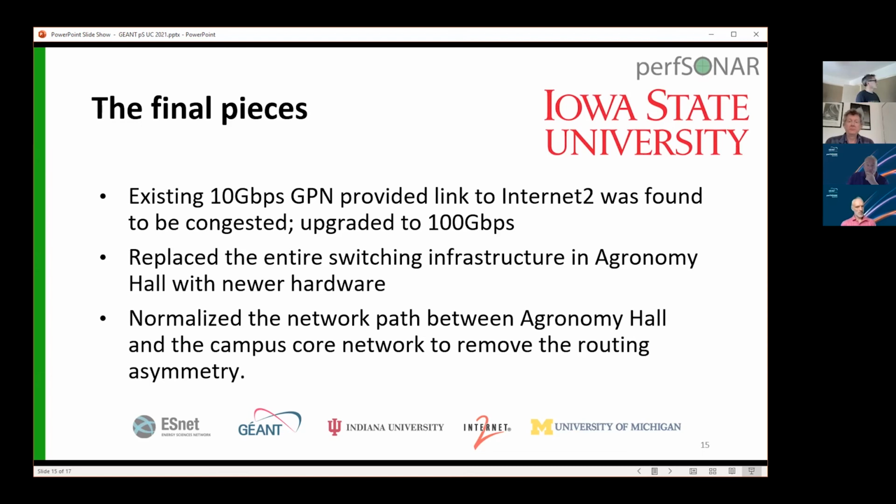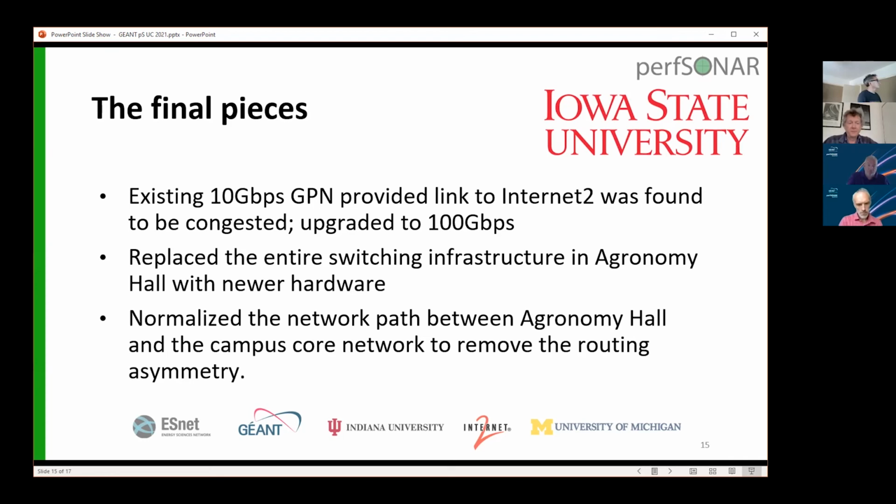Further study into how the switchgear was behaving in the agronomy hall, based on consistent, again, over time, perfSONAR testing, showed that they just had a lot of outdated switch gear, and that the one piece of gear that they had replaced wasn't enough. So they actually found some money, and over the course of a couple of months replaced the entire switching infrastructure in the agronomy hall, which was good equipment, but it was old equipment.